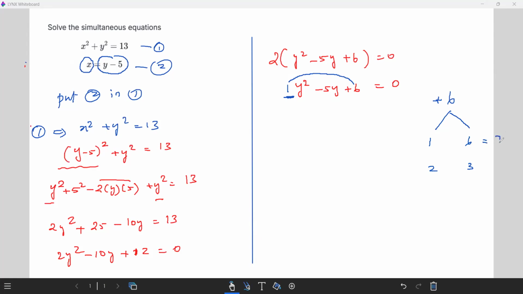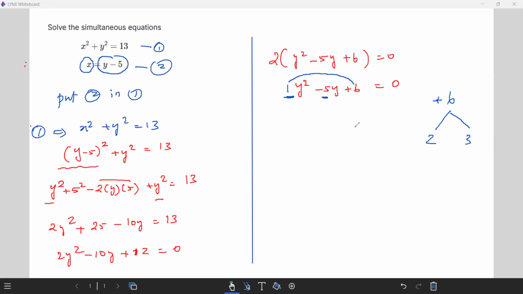So 1 plus 6 is 7, and 2 plus 3 is 5. So obviously 2 and 3 is the right pair. Why? Because while we multiply them, we get 6, and while we add them, we get 5, which is in the middle term.